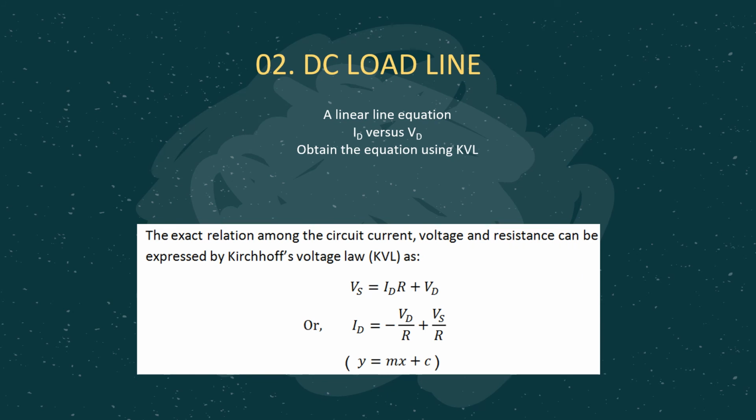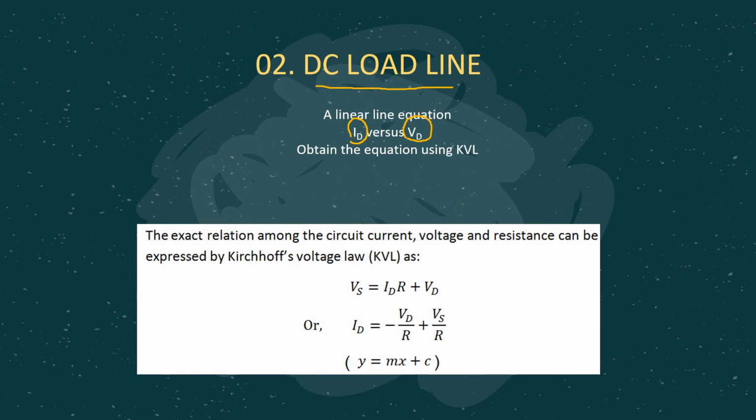Now we come to the second subtopic, which is the DC load line for diode circuit. What does it mean by DC load line? DC load line is actually another approach of getting ID as well as the VD value, but now we are using a graphical method. From the KVL equation, we are supposed to get a linear line equation, which is ID versus VD, to obtain whatever parameters are needed.